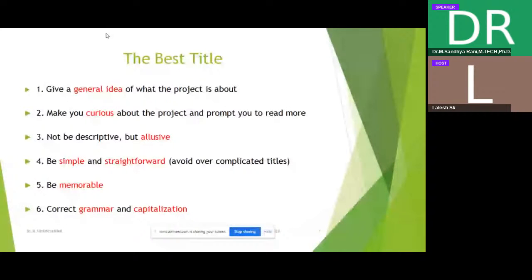So, what is the best title? It gives a general idea of what the project or paper is about. A title should make you very curious, so that people want to study your research paper more. It should not be descriptive; at the same time, it should be allusive. It should be clear, very simple and straightforward, and at the same time very memorable in nature. And always use correct grammar and correct capitalization.